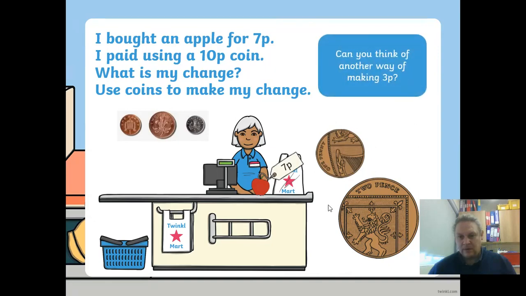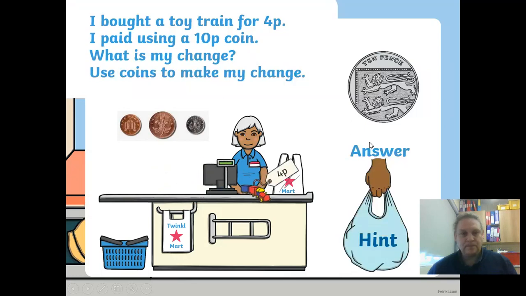So 2, 3. Now it says, can you think of any other way to make 3p? Well, if we had three 1 pennies, we would have 3p, wouldn't we? So that's the other way we could have got 3p change. We could have got three 1p pieces. Okay, let's have a look at the next one.